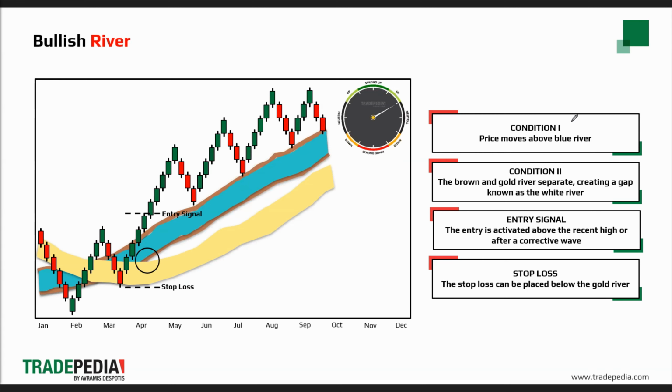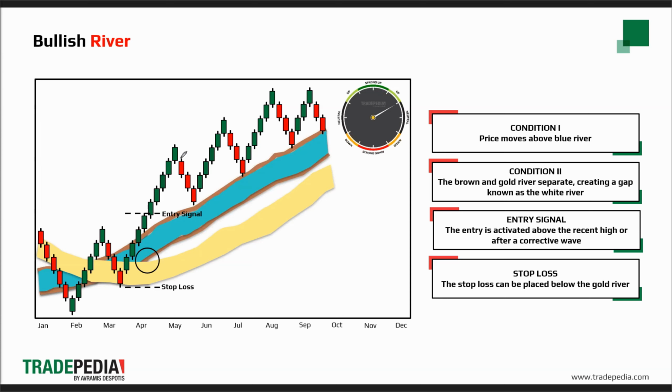When price moves above the blue river, the brown and gold rivers separate, creating a gap known as the white river. The entry is activated above the recent high after corrective waves, and the stop loss can be placed below the gold river. So how do you find your entry? Obviously you enter here, because as long as the price is in the river, it means there's some form of weakness. You don't want to play into the weakness, so you wait until price goes above the river before you make an entry signal.